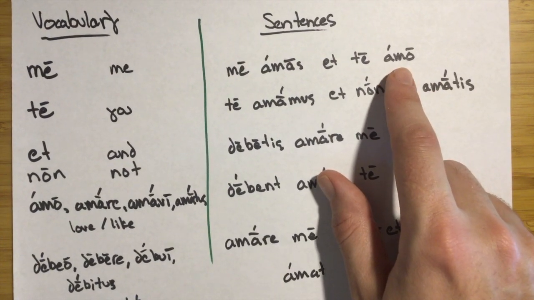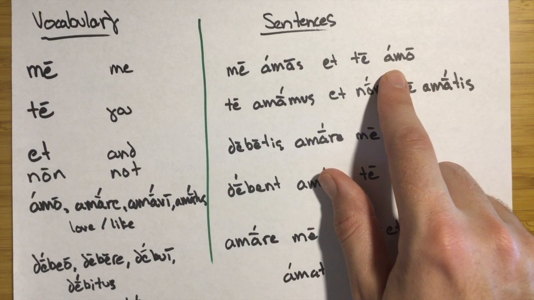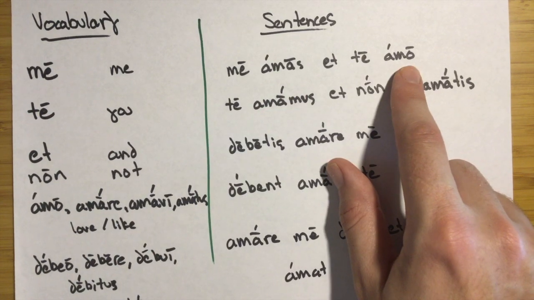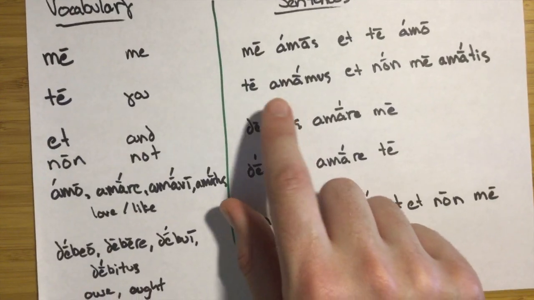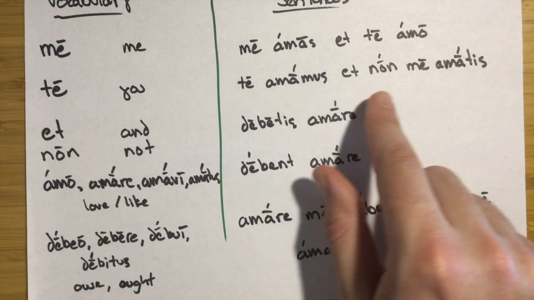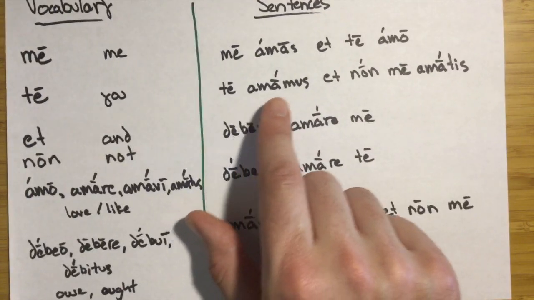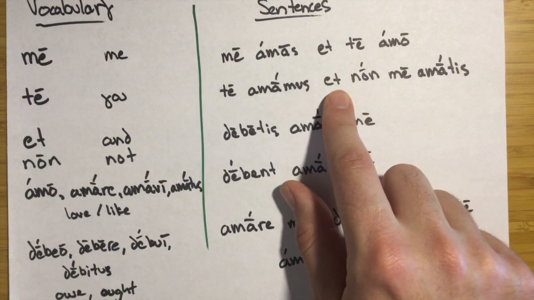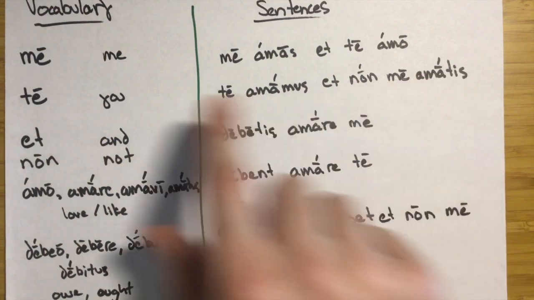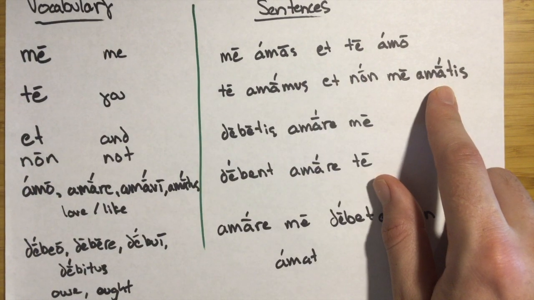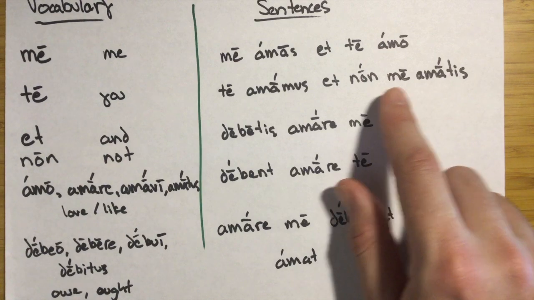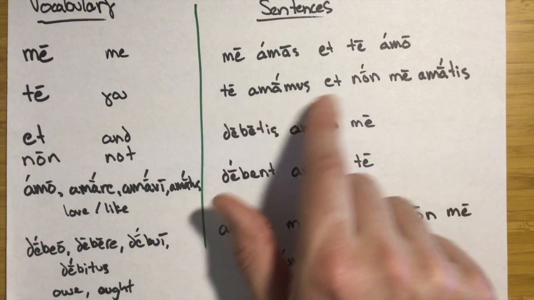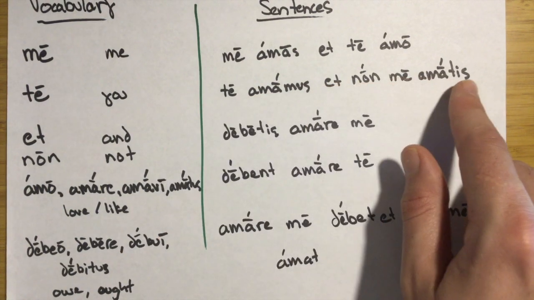So you can know this is I love because it fits the first person singular form. So it's the speaker and one person. So it's I. Over here we have te amamus et non me amatis. So this is the first person plural form. We love you, and non is not, me is me, amatis. This is second person plural. So and not me, you love. So you plural don't love me, and we love you. So we love you and you don't love me.